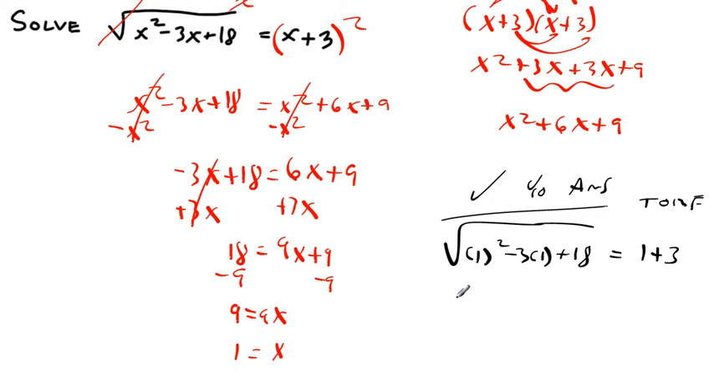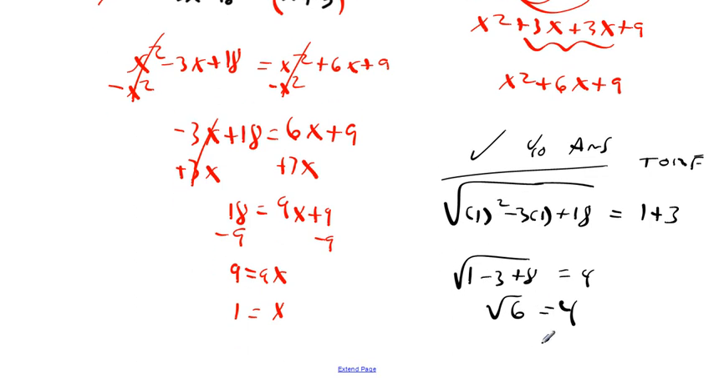All right. So let's see, 1 squared is 1. Negative 3 times 1 is negative 3. And that's plus 18, and this all has a square root. This is 4. Well, 1 minus 3 is negative 2, right? Negative 2 plus 18 is 16, so radical 16 equals 4, right? Wait, as written, we get radical 6 equals 4. And as you can see here, radical 6 is not equal to 4.